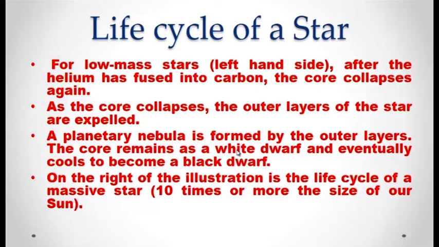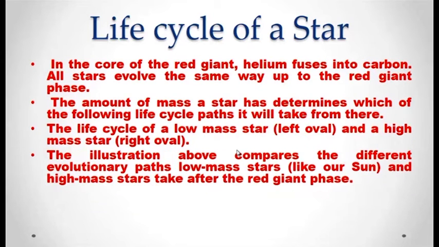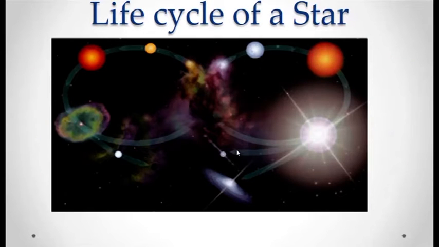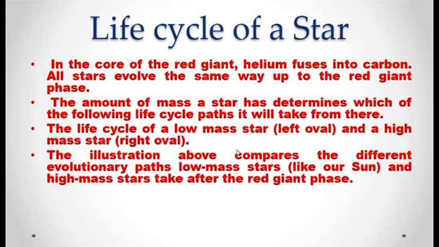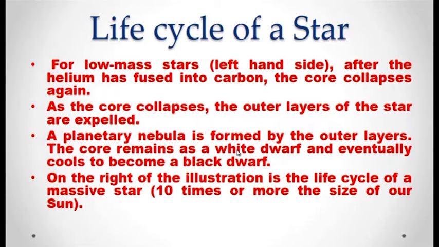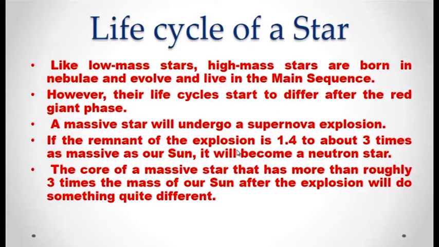This is how stars whose mass is lesser than the mass of the Sun will reach the white dwarf and black dwarf as shown in the left hand side of the diagram. This is the left hand side of the oval shape. Now, stars 10 times or more the size of our Sun. On the right of the illustration is the life cycle of a massive star whose mass is 10 times more than the mass of the Sun.